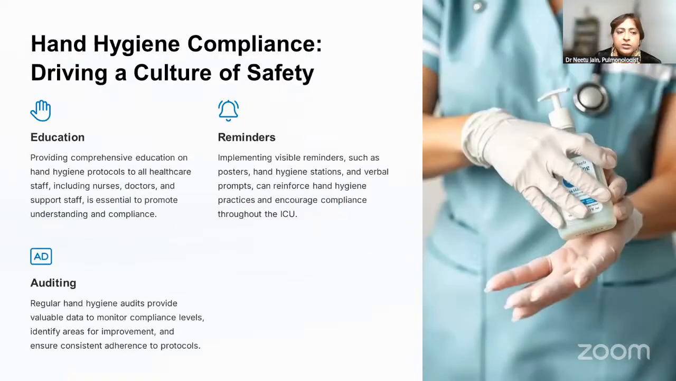So hand hygiene compliance requires education, then reminders, then auditing. We should educate our staff, nurses, doctors, support staff, even relatives of the patients about hand hygiene. Then there should be visible reminders. If you have posters of hand hygiene at every station, wherever you have alcohol sanitizer, it will make such a difference. If you see it, you will do it, and it will reinforce your hand hygiene practices. Then audit. If your patient develops an ICU-acquired infection, audit all the people who have been involved in patient care and see if they are adherent to basic hand hygiene.